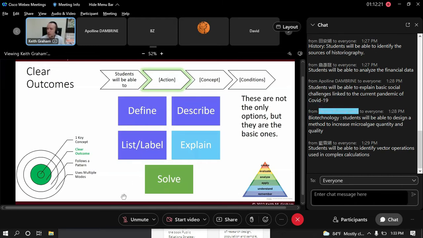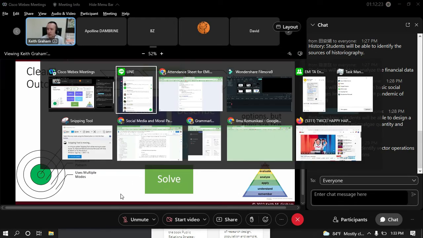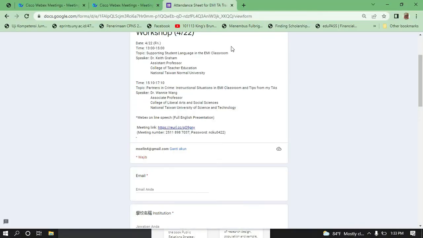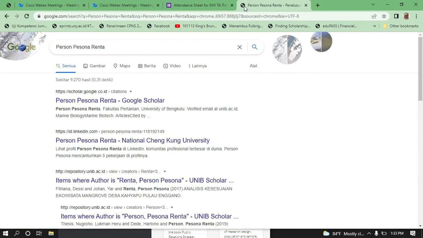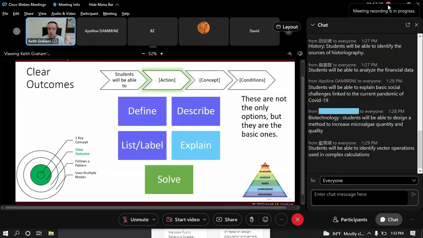Next one, students will be able to acquire basic coding ability. This one is very broad, okay? So my knowledge of coding is that there are many different types of languages, and within those languages, there are many different types of functions that need to be performed. You're going to want to focus on one of those.